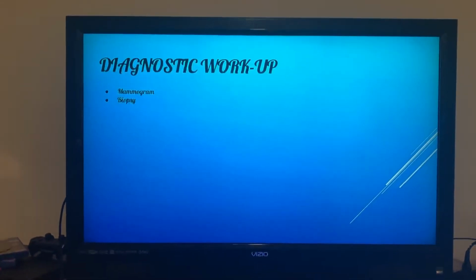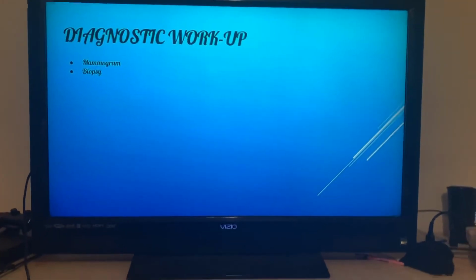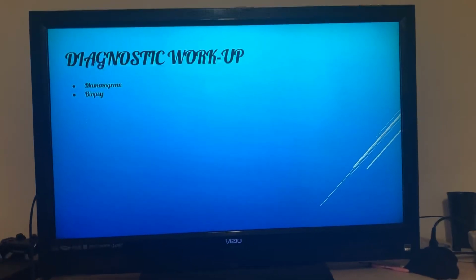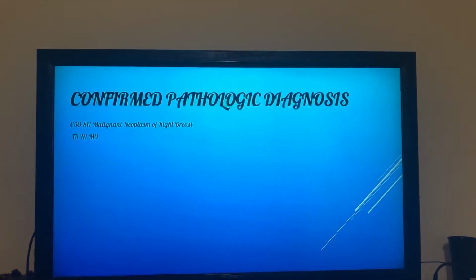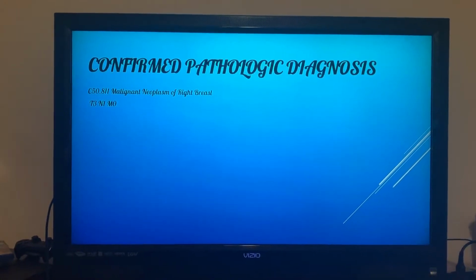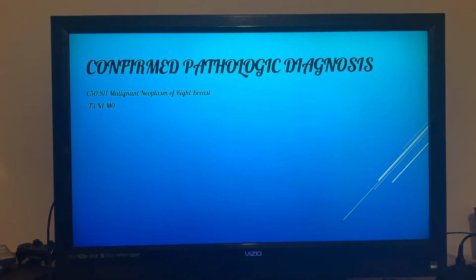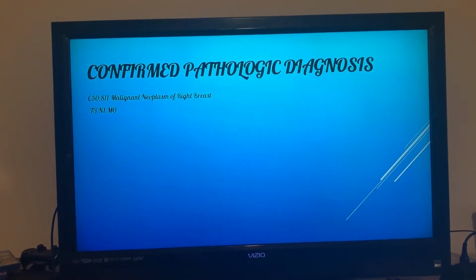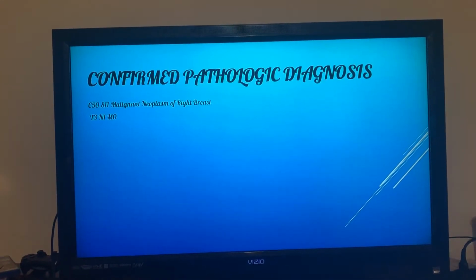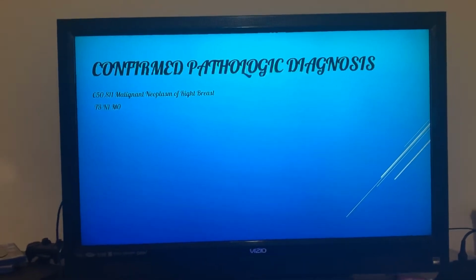Diagnostic workup: she had a mammogram and a biopsy. The confirmed pathologic diagnosis was C50.811, malignant neoplasm of the right breast, T3N1M0. What's the stage and grading?